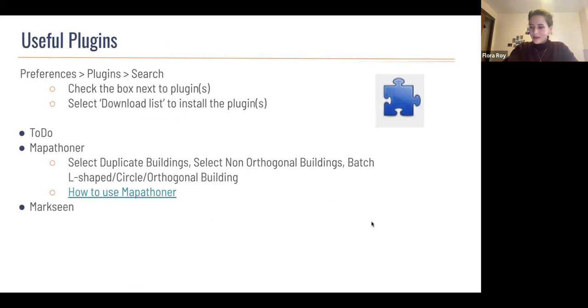Now I'll go into talking about some of the useful plugins. Remember from our earlier trainings that you can download plugins. In your JOSM, you'll go to preferences, and then you go to plugins and then search, and then you get to type in any plugins that you want to download. You have to check the box next to the plugin, and then you'll select download list, and this will install the plugins onto your JOSM. The plugin icon in the preferences window looks like this puzzle piece here.